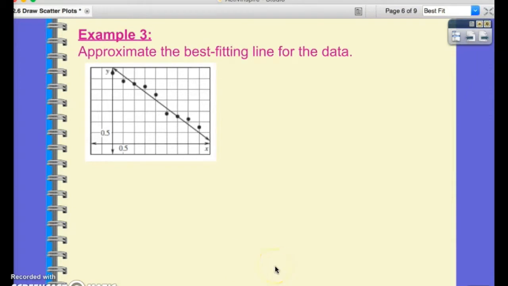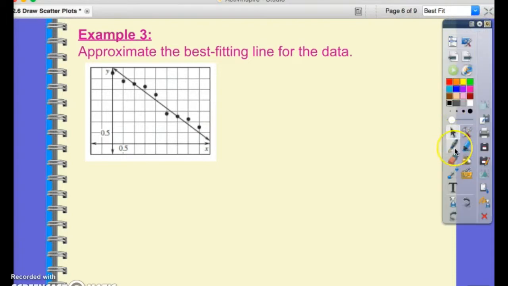So let's start off one where I already give you the line. So you have all your points here, right? And you have a nice straight line through it. Approximate the best fitting line for the data. All right, so what I'm going to do is I want to find 2 points that are right on the line. And if you take a look here, I have this point and this point. But here's the problem with it. You see how you would have to estimate. They're not on a nice grid like on a corner. So I'm actually going to pick something different here.